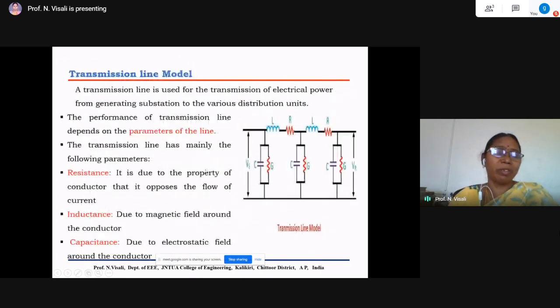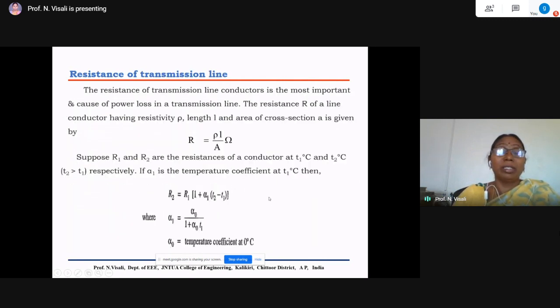Then once you know the type of conductors, the next thing is how we will model the transmission line. The transmission line modeling always depends upon the parameters of the line. The transmission line mainly has parameters like resistance, inductance, capacitance and conductance. Here the resistance is due to the property of the conductor that opposes the flow of current. This is a well-known definition. Inductance is due to the magnetic field around the conductor. Capacitance is due to the electrostatic field around the conductor. And conductance, sorry, conductance is the resistance effect.